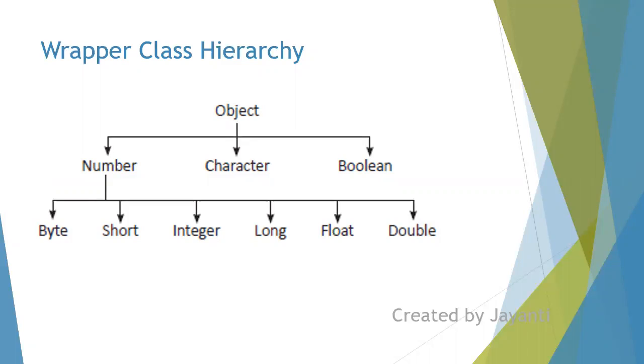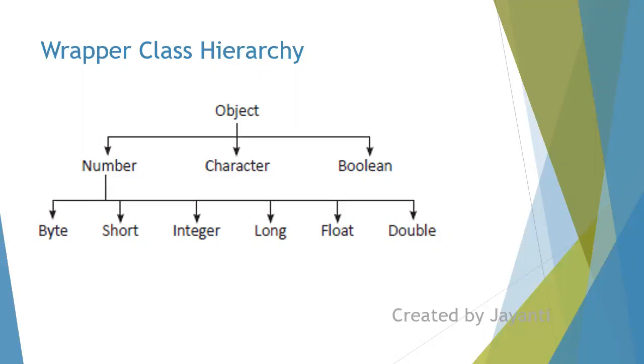The wrapper class hierarchy comes from Object. There is a class called Object, which has already been created. If you notice, there is something called inheritance. So what are the child classes of Object? Number, Character, Boolean. This is only for your knowledge. This is not in your syllabus. Even if it is, you can understand.